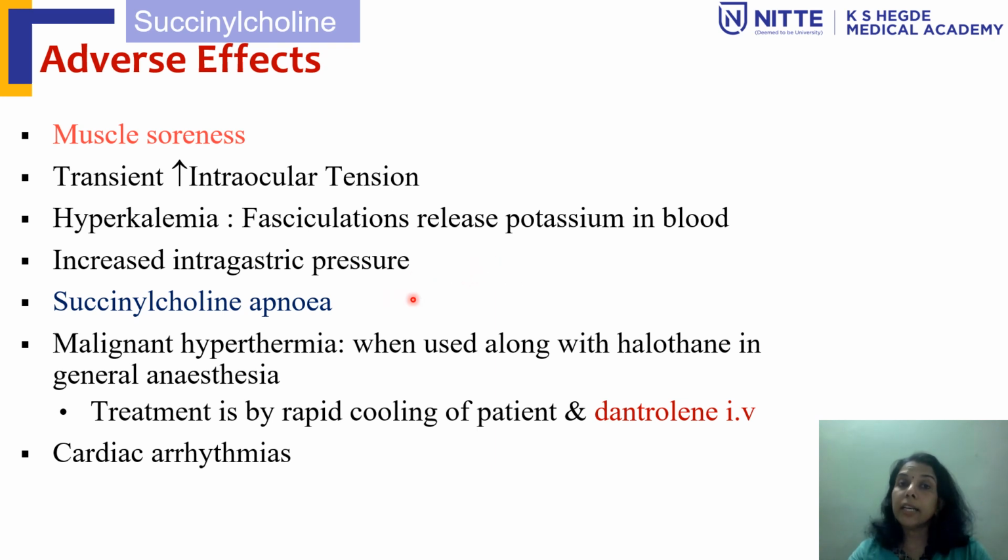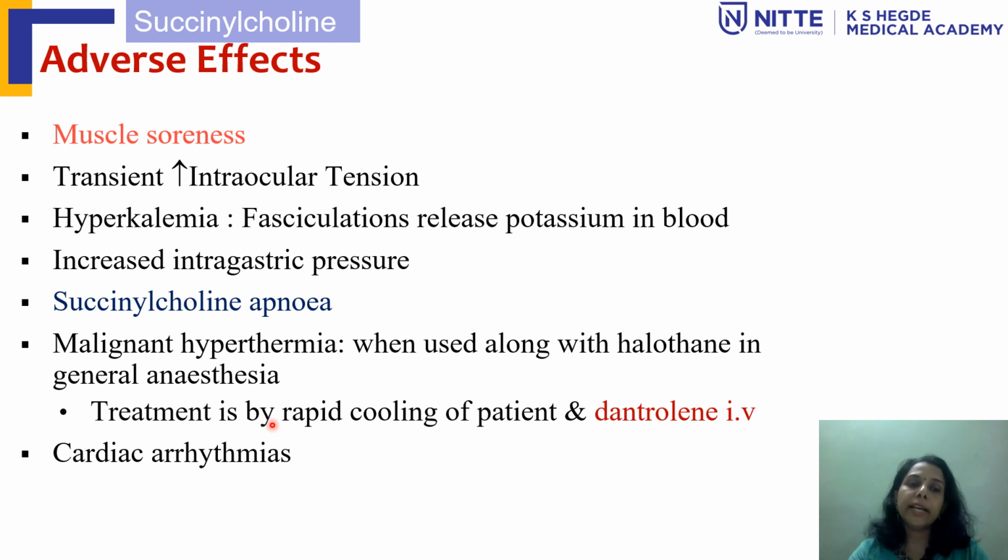Another thing is succinylcholine apnea. Apnea is seen in patients who have pseudocholinesterase deficiency, or who are deficient in butyrylcholinesterase; they develop succinylcholine apnea. Malignant hyperthermia is seen especially when succinylcholine is given along with fluorinated general anesthetics like halothane. Along with halothane, if you give it, the patient will develop malignant hyperthermia.